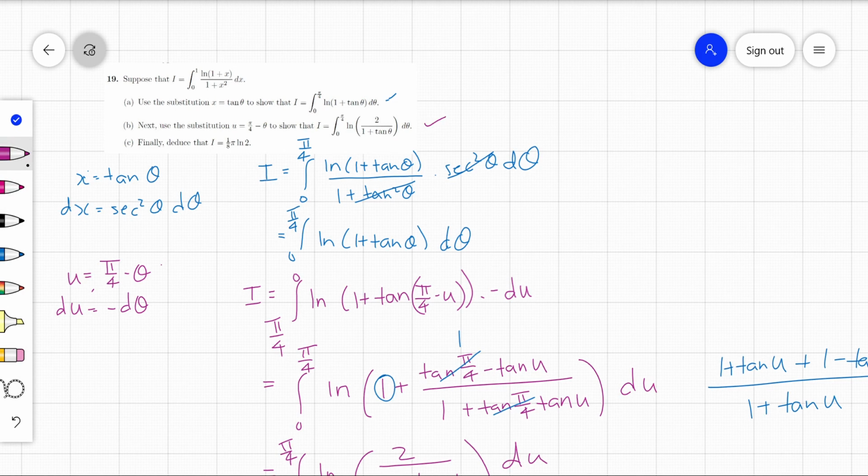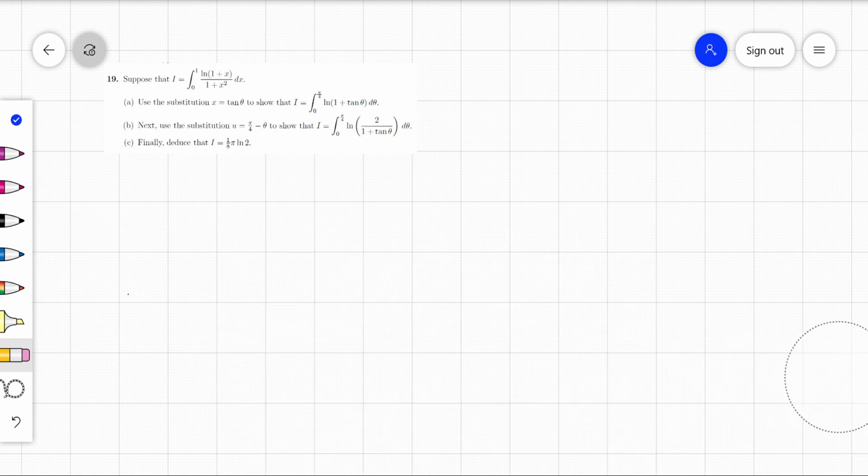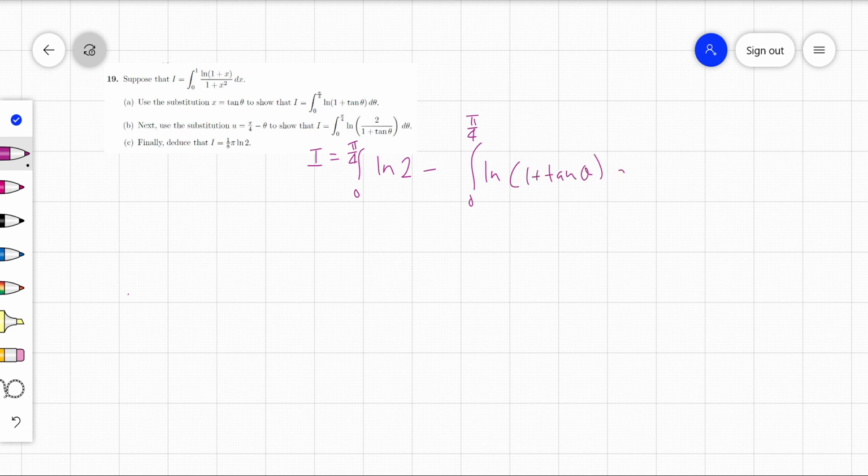So it says finally deduce. If we know those two things, then it's nice and easy to deduce this last thing. So the integral, if I put it in this in B, we're doing 0 to pi on 4 of log. Now I can use log laws here, so I'll just put log 2 minus the integral from 0 to pi on 4 of log of 1 plus tan theta d theta. They're both d thetas, so I should put a d theta here.